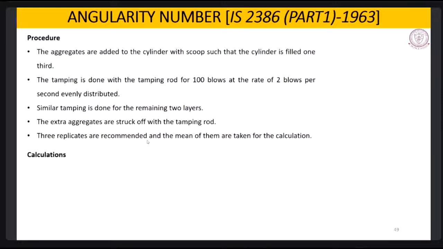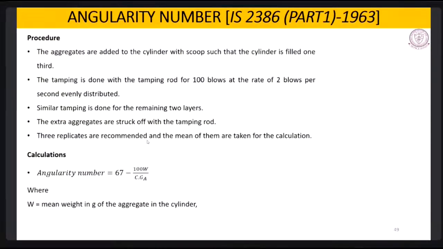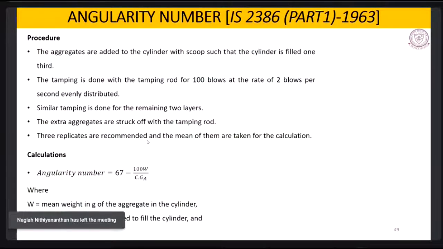So how is the angularity number calculated? It is basically 67 minus 100 W divided by C into GA, where the symbols have their usual meaning. W is the weight of the aggregate in the cylinder you have filled in the 3 layers. C is the weight of water: you fill the same cylinder with water and take its weight. And GA is the specific gravity of the aggregates you are taking.